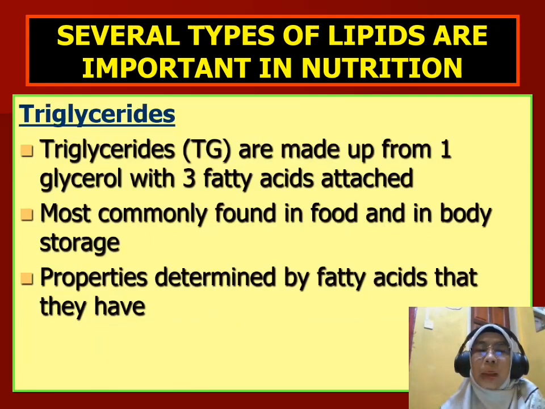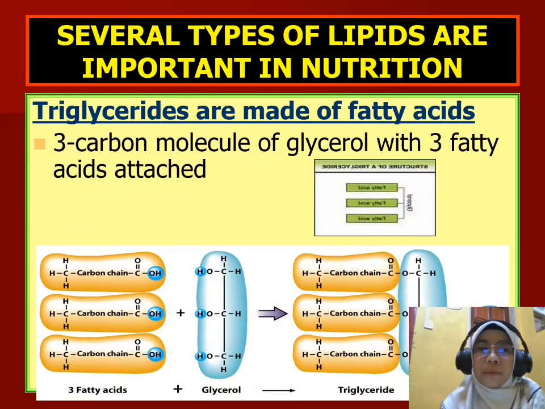Okay, triglyceride. What is triglyceride? Triglycerides are made up from one glycerol with three fatty acids attached, most commonly found in food and in body storage. And for triglyceride, properties are determined by the fatty acids that they have. Okay, how about triglycerides?